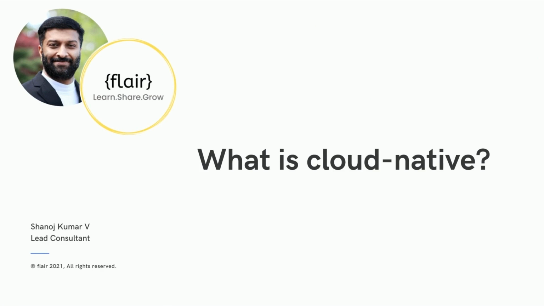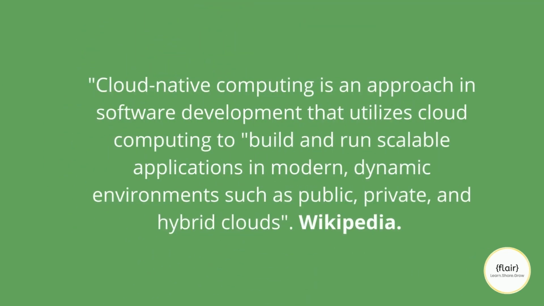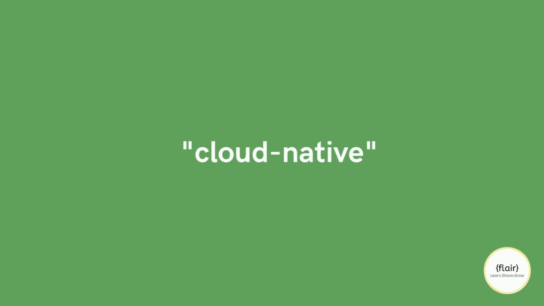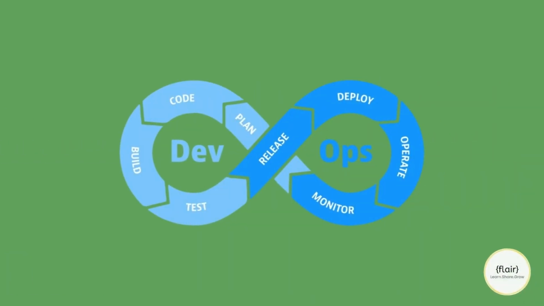What is cloud native? Let's start with the Wikipedia definition. Cloud native computing is an approach in software development that utilizes cloud computing to build and run scalable applications in modern dynamic environments such as public, private, and hybrid clouds. So that really means a couple of things. Mainly it means we are using DevOps for automation and continuous delivery.